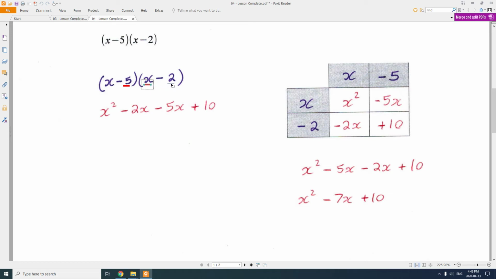And now I do last terms. Watching the signs, negative 5 times negative 2 is positive 10. And same as before, join our like terms. Negative 2x minus 5x is negative 7x. Okay. So the FOIL is just helping us keep track of multiplying each term by every other term.